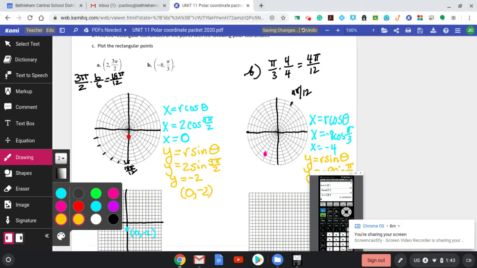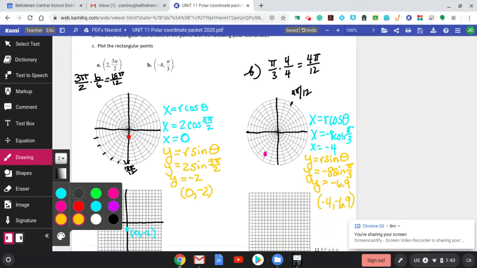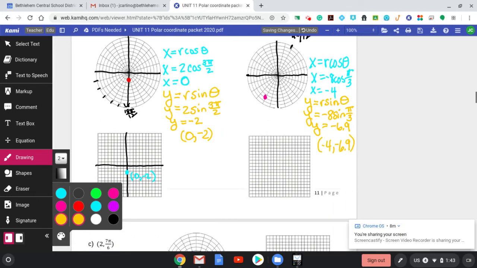Oop, get out of there. Okay, no big deal, just round it. Now graph it, and let's see what we notice. Okay, so I got -4, 1, 2, 3, 4, and down 6.9. 1, 2, 3, 4, 5, 6, and a little more. About right there. And pretty much they're in the same spot, aren't they?